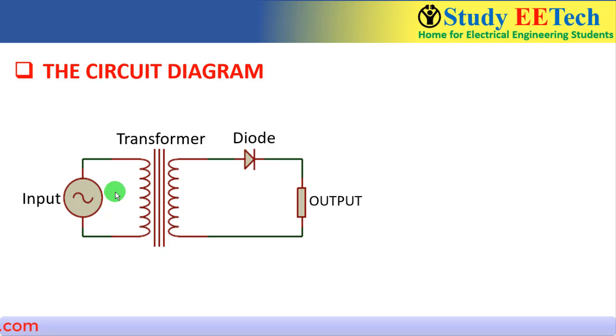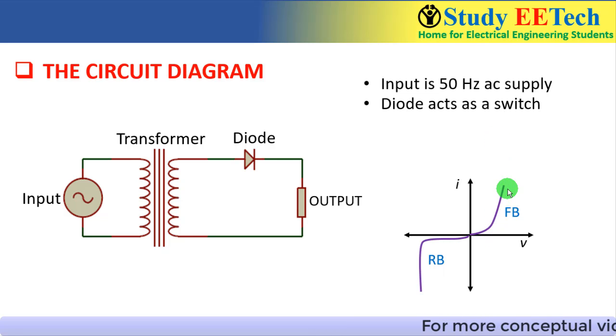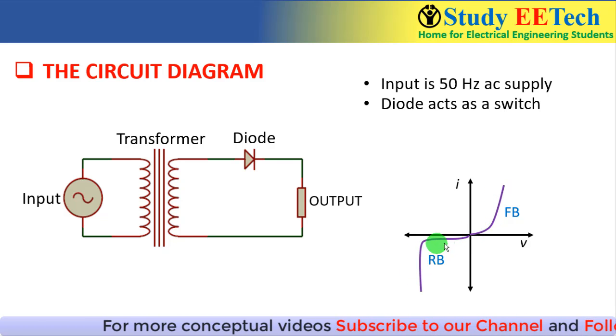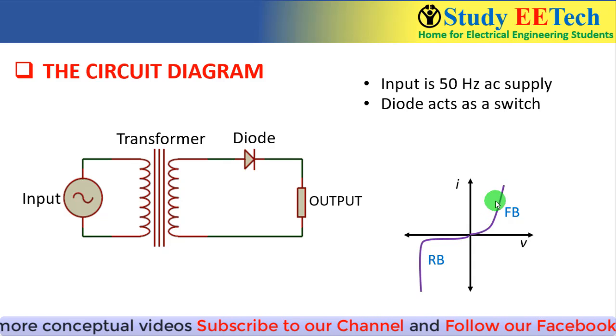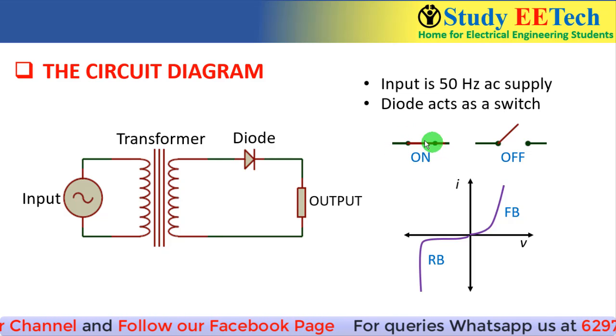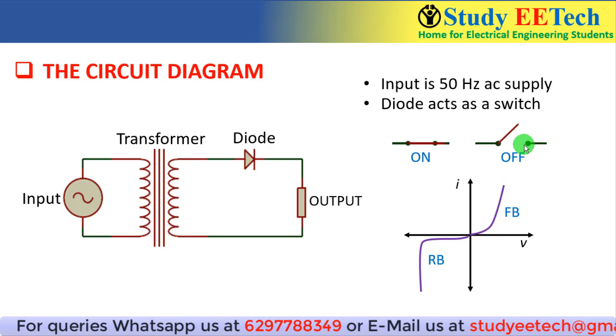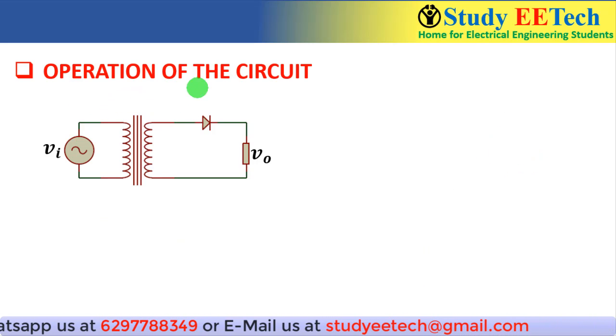A few things are to be noted here. The input voltage is a 50 Hz AC supply, that means 20 millisecond is the time period. The diode acts as a switch. As we know, the IV characteristics of the diode is this one. In the forward biased mode, the diode allows the current to flow through it, and in the reverse biased mode, it blocks the voltage. That means the diode acts as a switch. The forward biased mode can be represented by this on switch, and the reverse biased mode can be represented by this off switch. Now we will learn the operation of the circuit.